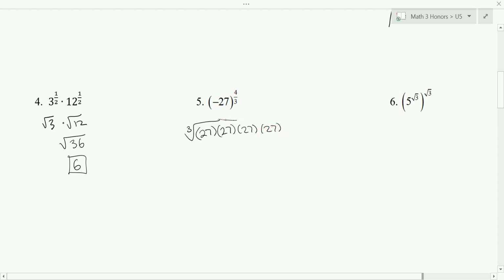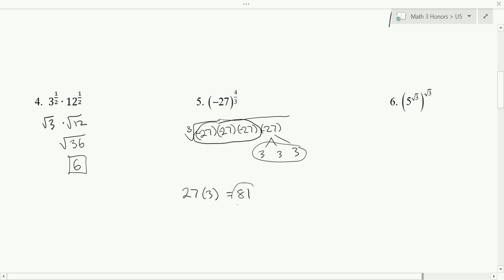Okay, so they're all negative, but it doesn't matter because any negative to the 4th power is going to be positive. So you're trying to break that down and see what you end up with. Can we say, I got 3 27s and grab those, and then we got 3 3s. So we're going to get 27 times 3, which is 81.